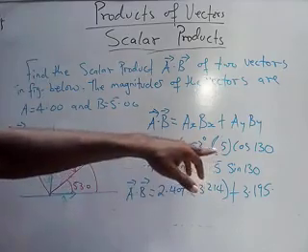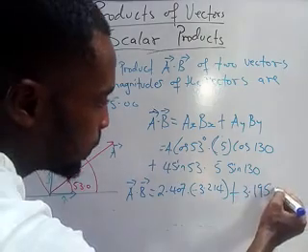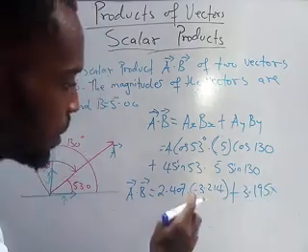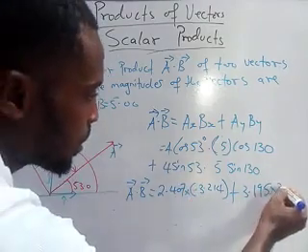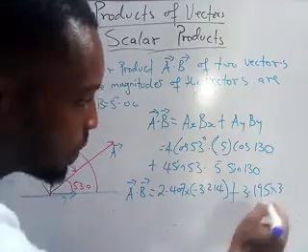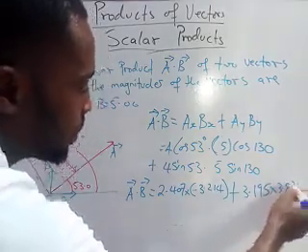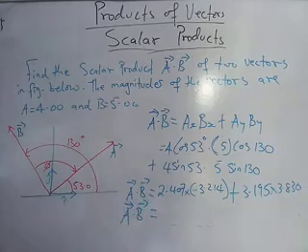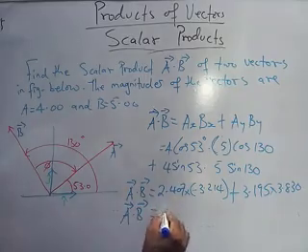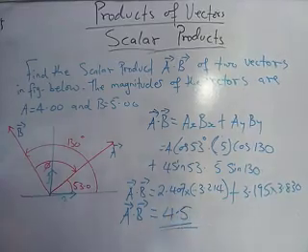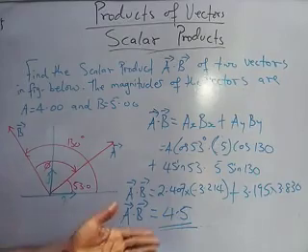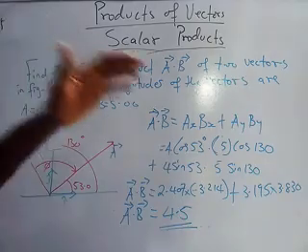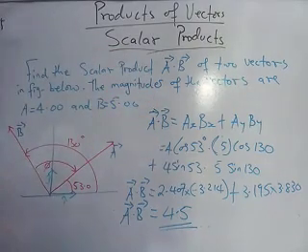5 sine 130. What do I get? 3 points... Sorry, okay. 3 point what do I have there? 830. By the time you simplify this with your calculator, you'll be having 4.5.